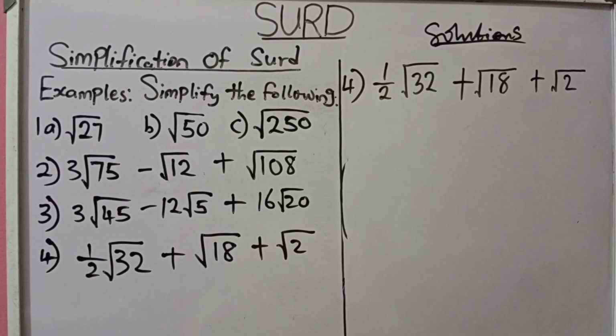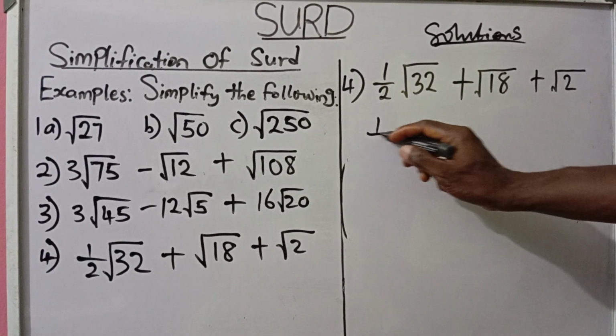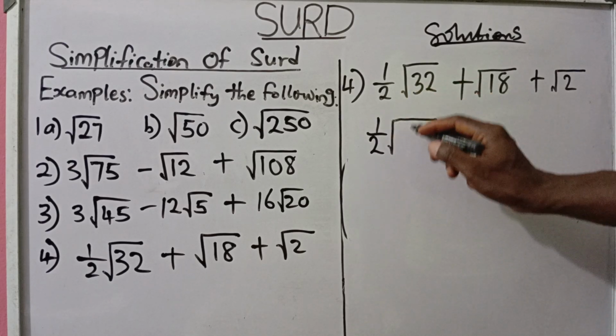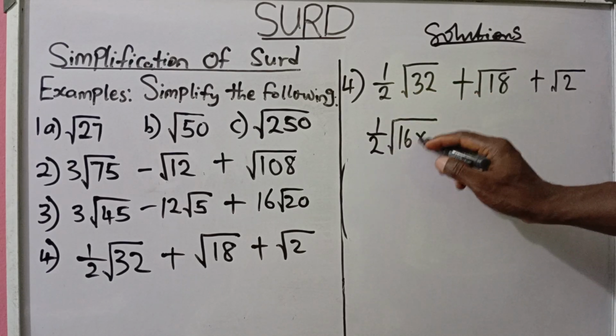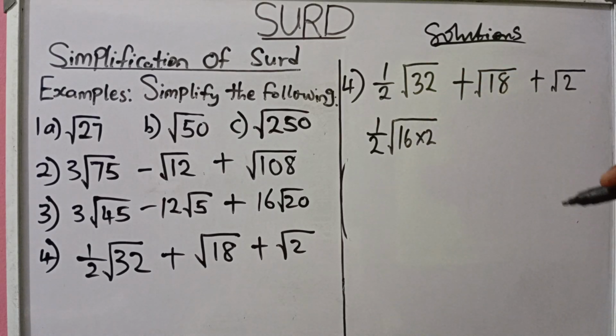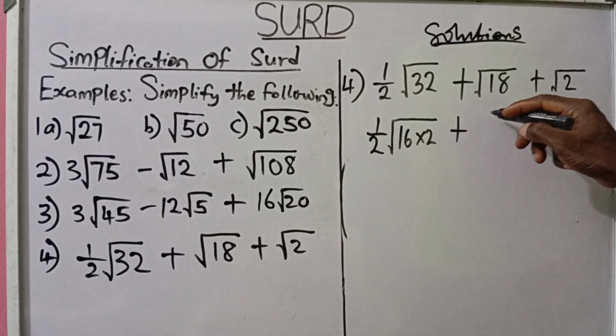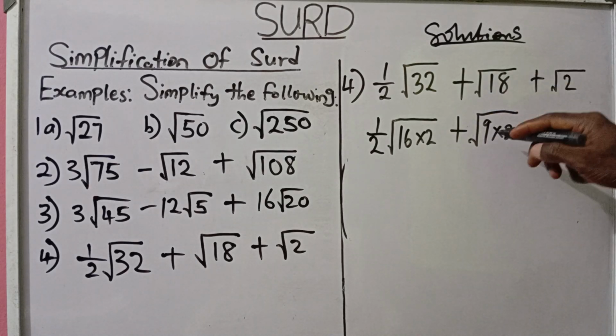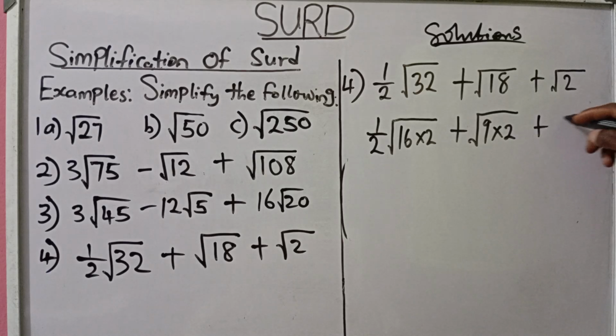Then for the last example, here we have 1 over 2. Then to simplify this, what are the two factors here? That will be 16 multiplied by 2. 16 multiplied by 2 will give us 32, of which 16 is a perfect square. One of them must be a perfect square. Then for this, that will be 9 multiplied by 2. That will give us this, of which 9 is a perfect square. So root 2 is already in its simplest form.